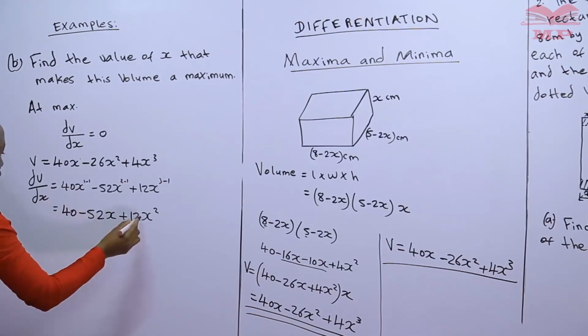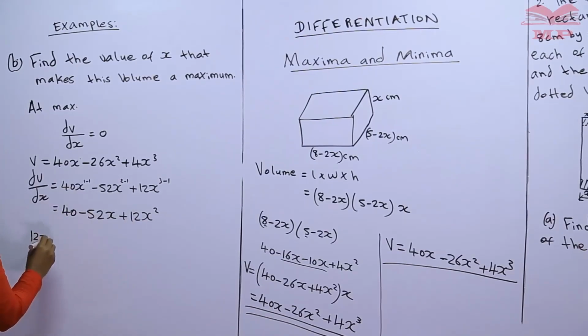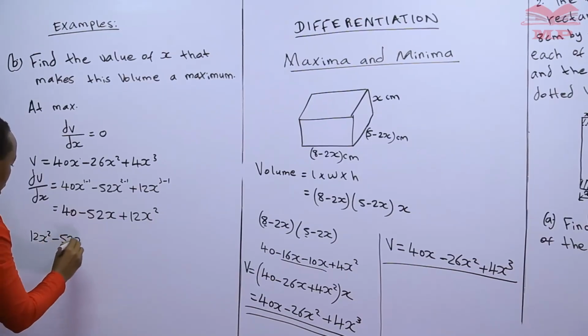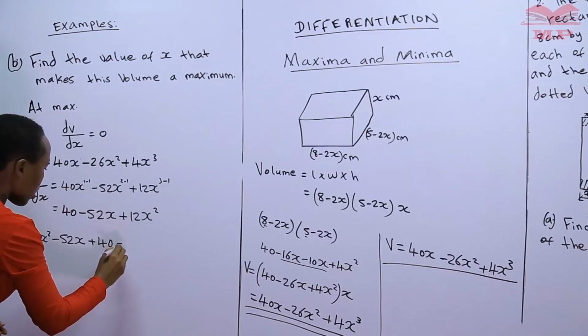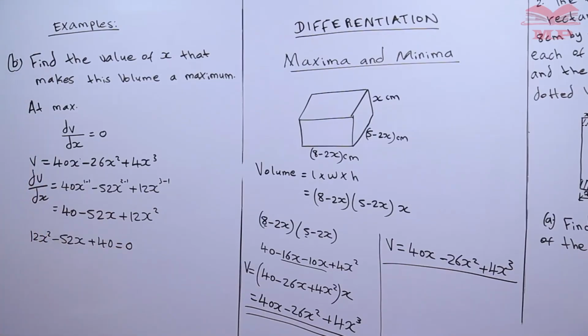So we can start with 12x squared, reducing powers of x, minus 52x, then plus 40 is equal to 0. So we want to get the values of x in this. So this is a quadratic equation, and we can divide all through to make it simpler.